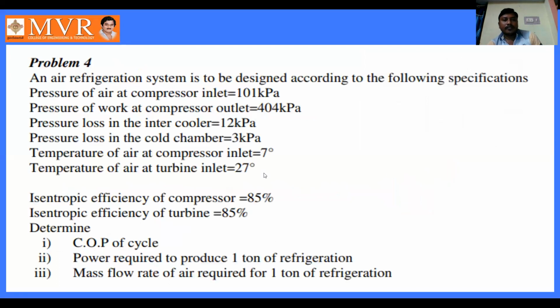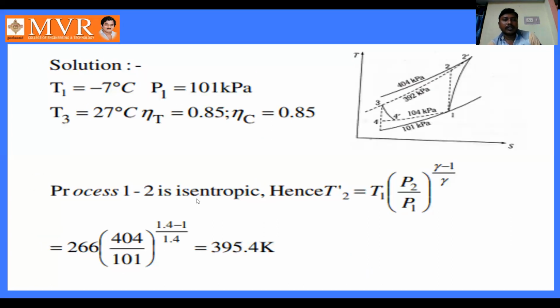Here, the pressure at compressor outlet has been given as 4.4 (404 kilopascal). Hence we have taken the outlet, meaning after the compression process 1 to 2 takes place, and this is the outlet of the compressor. Hence we are taking P2 value as 4.4. We have substituted the standard gamma value, which we know is 1.4, so gamma minus 1 by gamma is 0.4 by 1.4. Hence we have got T2 dash equal to 395.4 Kelvin.